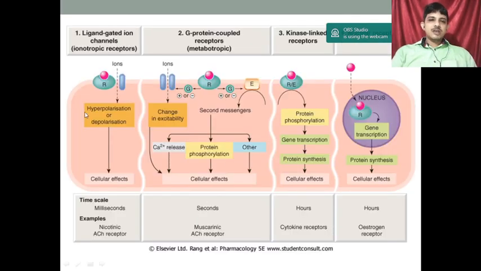So this is about the ligand gated ion channel receptor. The time scale is milliseconds, that means within milliseconds they can produce the effect. They control ion channels, which may be sodium, calcium, or chloride, and based upon the channel present they cause hyperpolarization or depolarization. Examples are the nicotinic acetylcholine receptor.